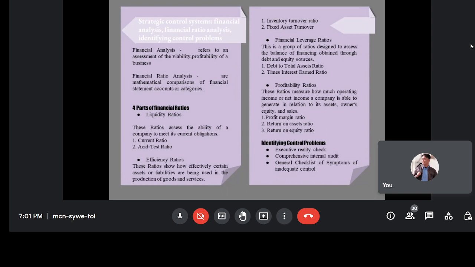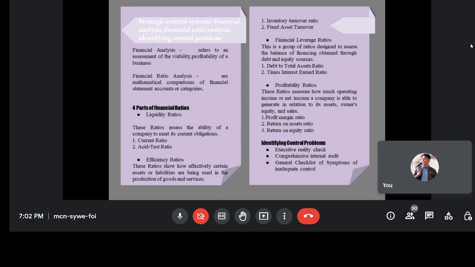The formula for computing the current ratio is: current ratio equals current assets divided by current liabilities. Next, we have the acid test ratio. This is a measure of the firm's ability to pay off short-term obligations with the use of current assets and without relying on the sales of inventory. To compute the acid test ratio, we have current assets minus inventories, divided by current liabilities.